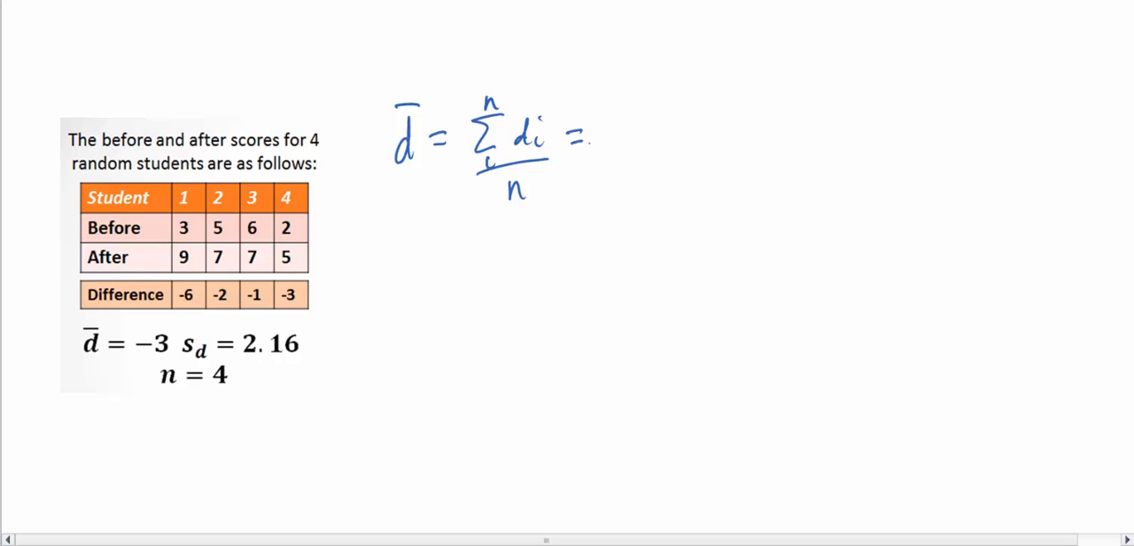If this notation scares you, don't worry. It just simply means that we're going to add all of our observations. So -6 plus -2 plus -1 plus -3, which gives us a -12 for our numerator, all divided by n, which is 4 in this case. This will give us a d-bar value, or difference average, of -3.